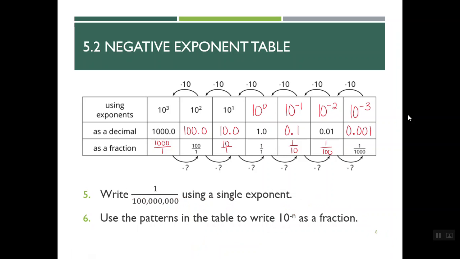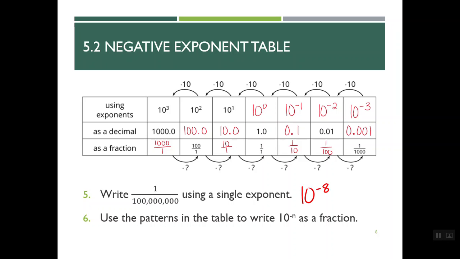Okay, 2 more questions. Question 5 says to write 1 over 100 million using a single exponent. Because we're in the bottom, we're going to be using a negative, and similar to what we saw in the pattern, we're just counting the zeros. 3, 6, 7, 8. So this would be 10 to the negative 8th power.